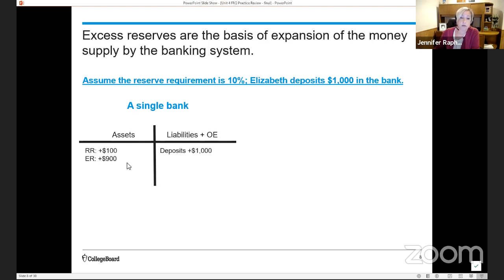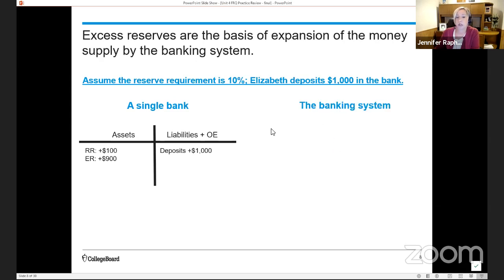And then based on the reserve requirement, the bank now has an additional $100 in required reserves and an additional $900 in excess reserves. So very often in multiple deposit expansion and money supply questions, they ask you how a transaction like this ultimately affects these three elements of the entire banking system.